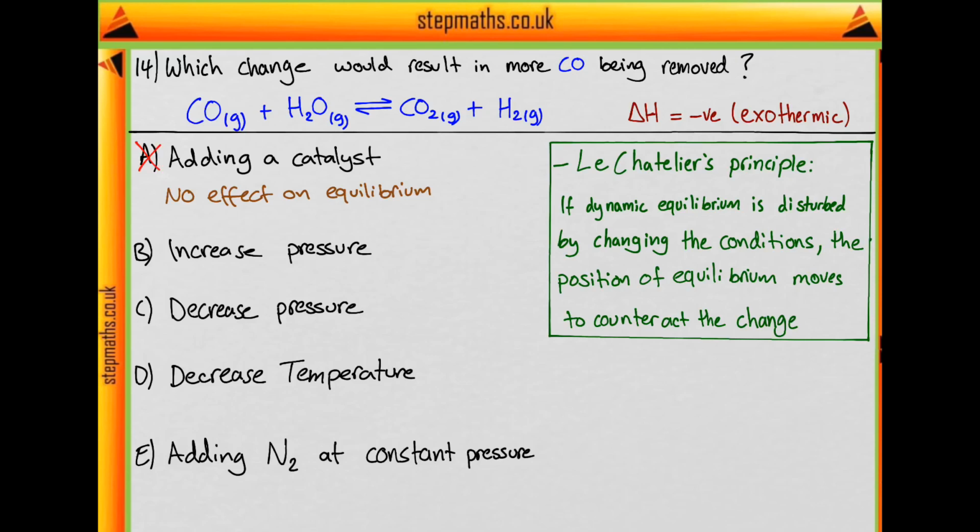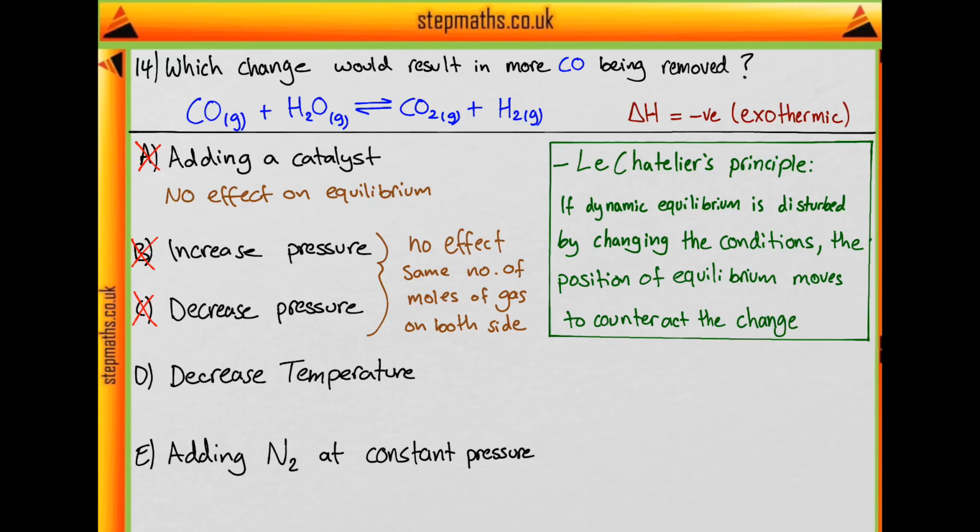So now we look at changing the pressure. We know that when we increase the pressure, the equilibrium will shift to the side with fewer moles of gas to produce fewer molecules. On the other hand, when we decrease the pressure, the equilibrium will shift to the side with more moles of gas to produce more molecules to increase the pressure. However, in this case, changing the pressure will have no effect on the equilibrium, as we have the same number of moles of gas on both sides. So it cannot be B or C.